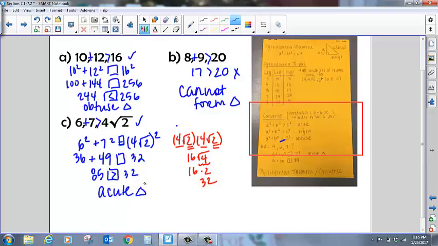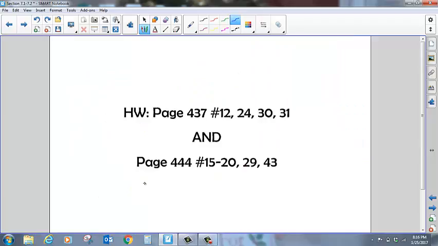Okay, so that sums it up for the Pythagorean theorem. This is your homework for this evening, and I will be back tomorrow to check this in, so good luck.